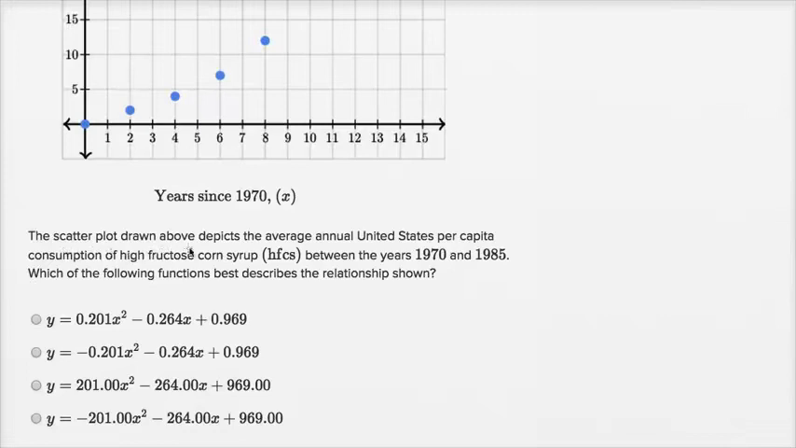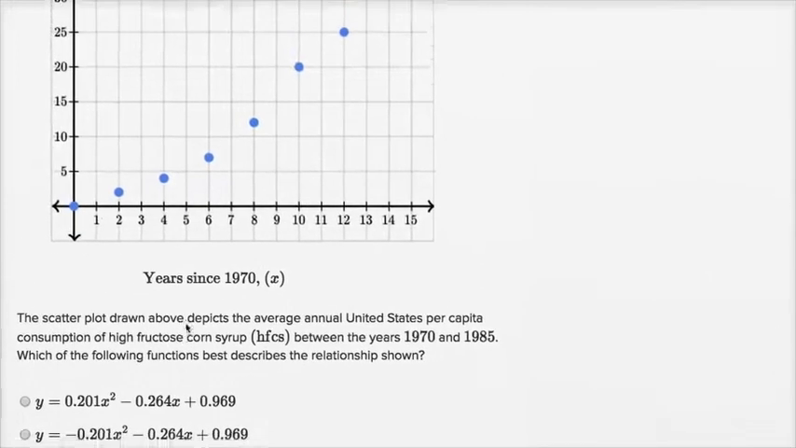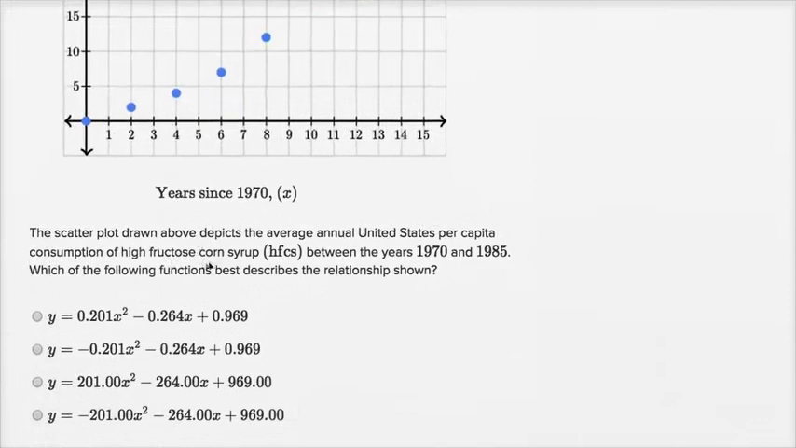The scatter plot drawn above, we'll take a look at it after we finish reading the question, depicts the average annual United States per capita consumption of high fructose corn syrup between the years 1970 and 1985. Which of the following functions best describes the relationship shown?